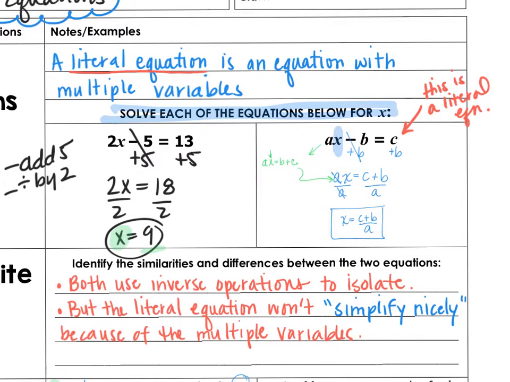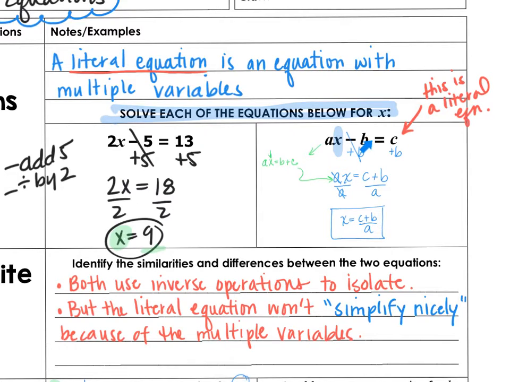So if you compare these two, they're very similar in that both use the inverse operations to isolate. We added both sides, and then we divided both sides. But the difference is the fact that the literal equation, this one right here, will not simplify nicely like this one did, simplified nicely to 9. It just won't simplify nicely because of the multiple variables. No biggie.